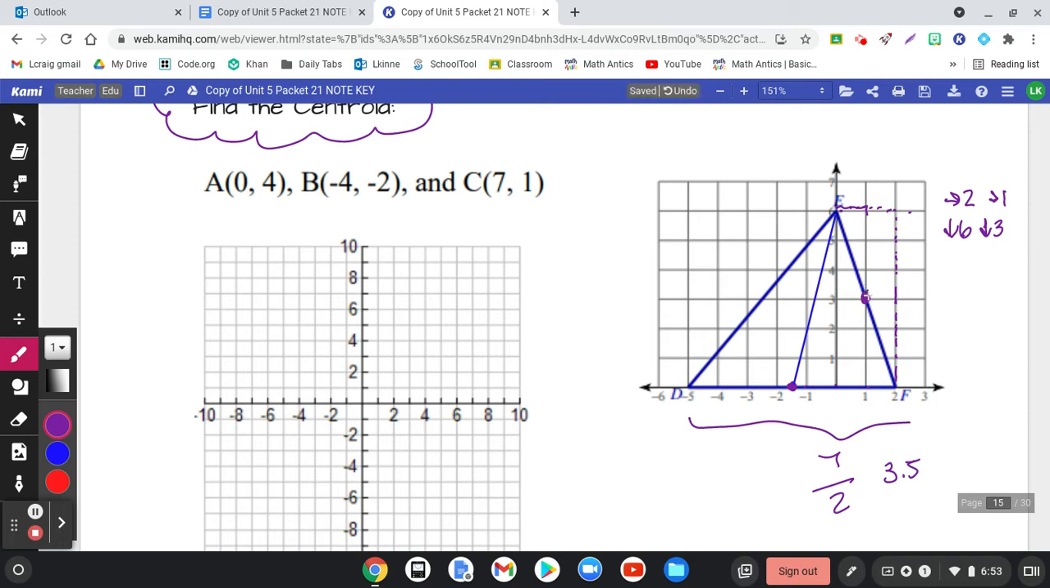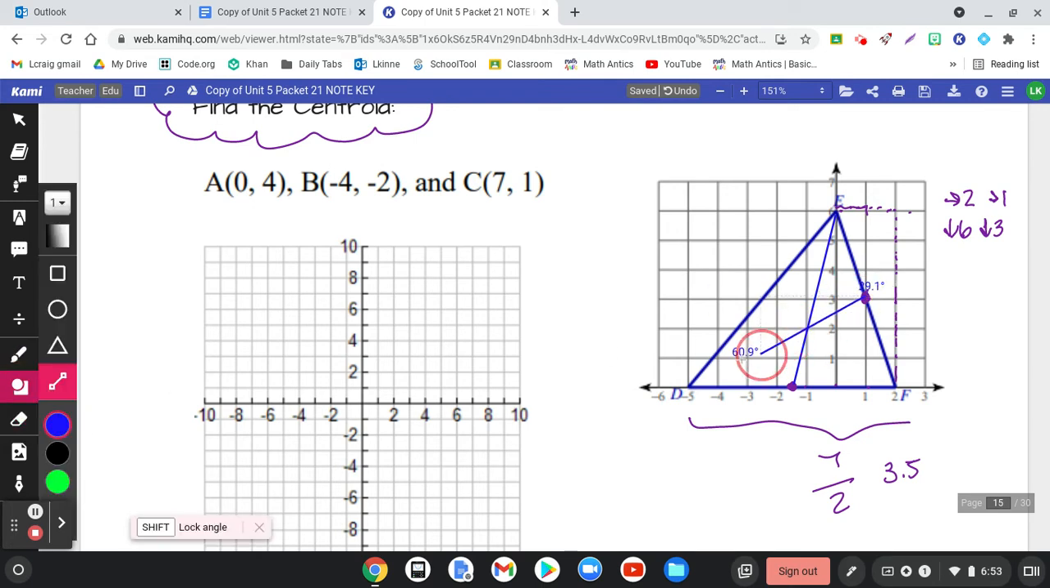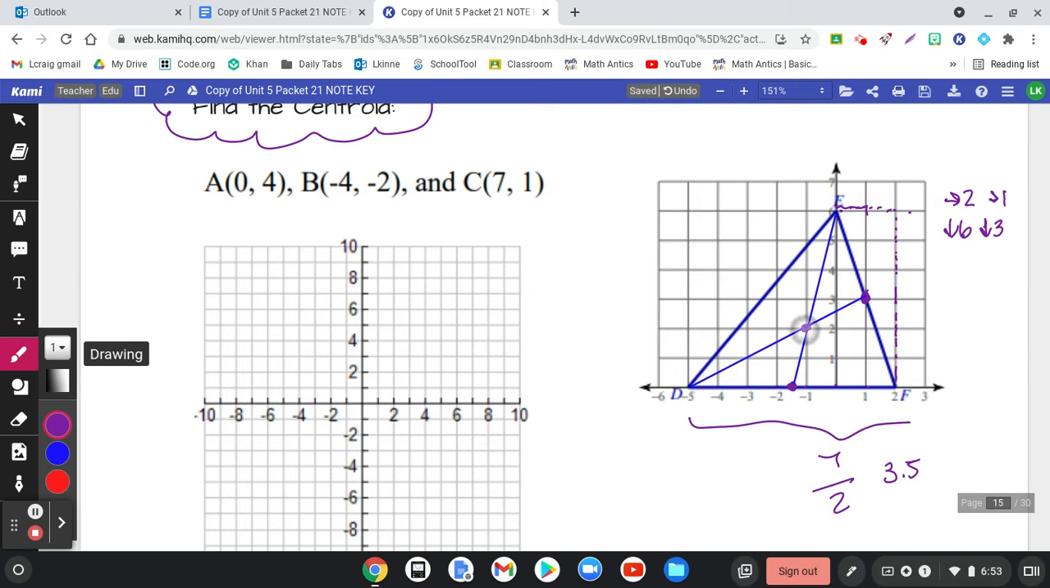All right, so now you just connect it to the opposite vertex. With your straight edge. All right, because if you don't use a straight edge, it's not going to give you the accurate point. All right, so here is your centroid right there. So it's the point -1, 2.